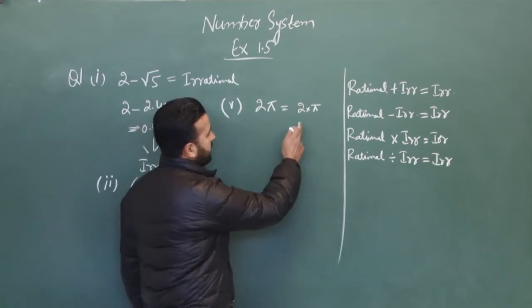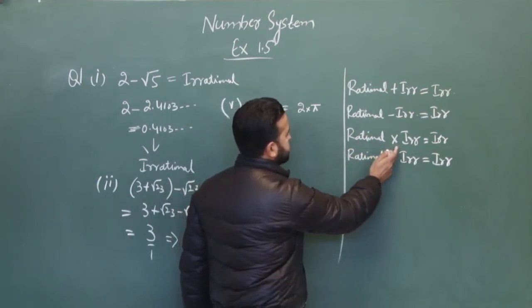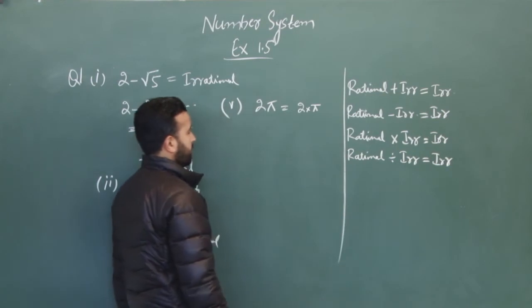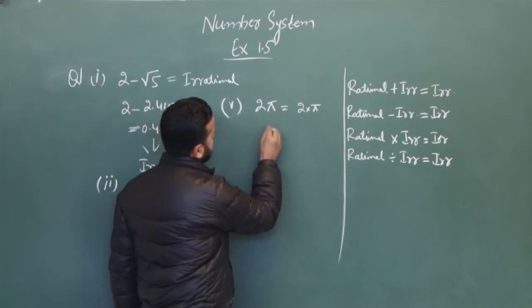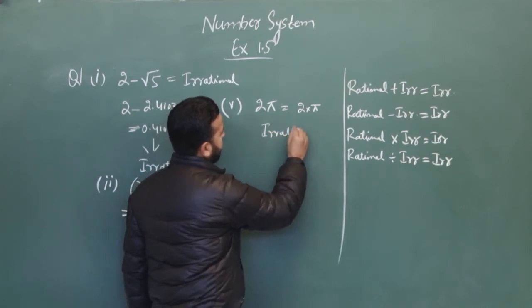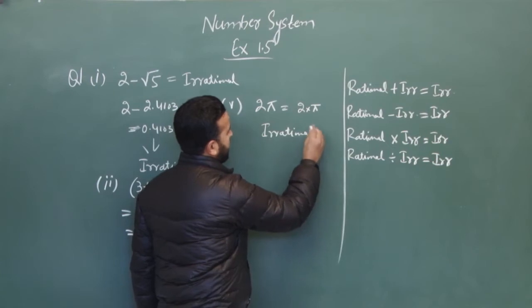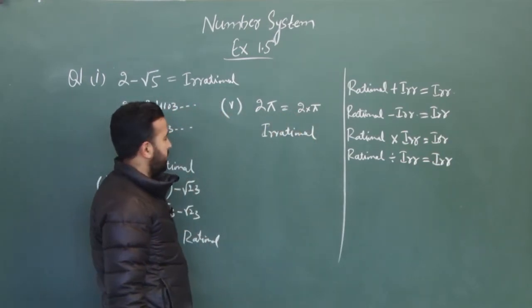So we have here this case, that is the third one: rational multiplied by irrational. It will always give us an irrational number. So we can classify this as an irrational number. Pi is itself irrational. If we multiply it by a rational, that's 2, the result will always be an irrational number.